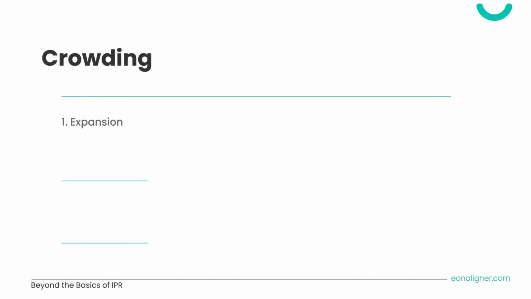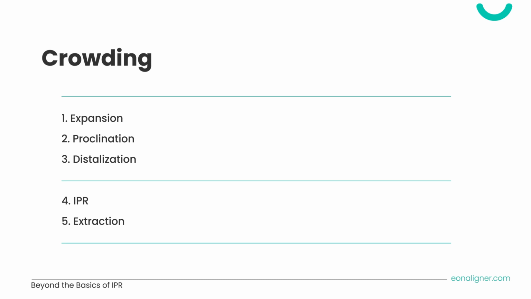There are 5 ways to resolve crowding. The first one is the simplest and is used frequently in aligner treatment cases, which is expansion. The second option is proclination, which also increases the arch size and has specific indications. The third option is distalization. As we know, distalization changes the anterior-posterior relationship and the molar and canine relationship. Another way to create space is by changing the size of the teeth.